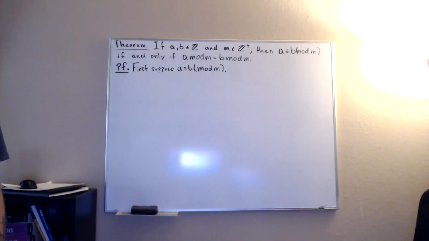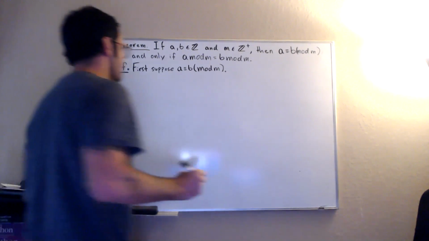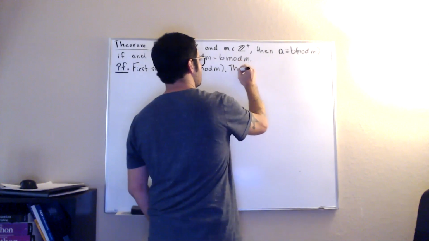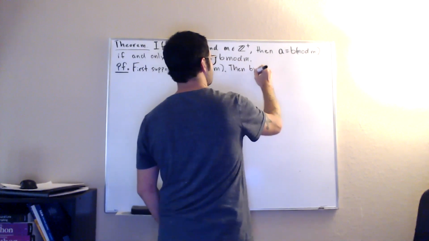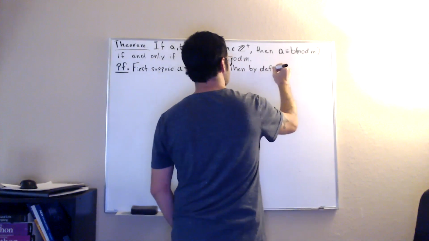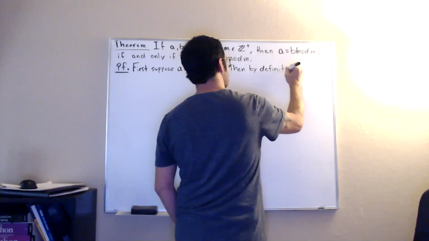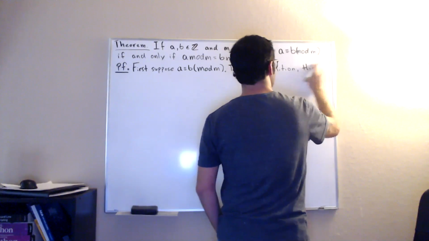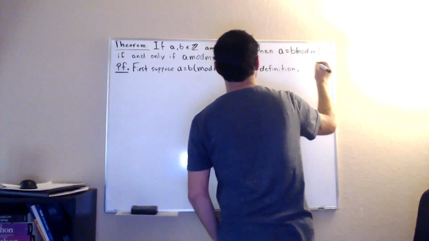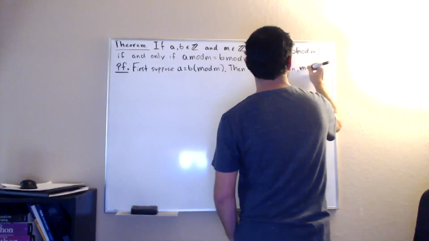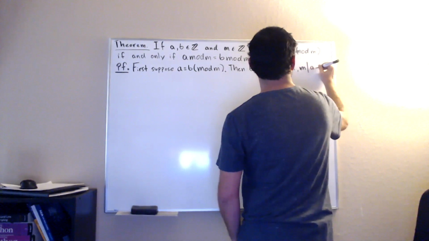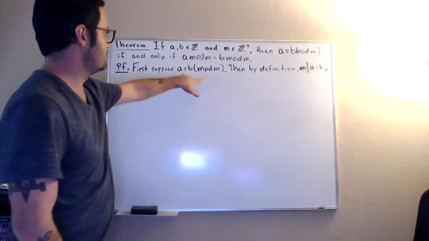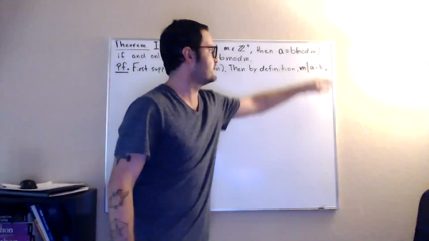Okay. So then, by definition, there exists... in my definition, what do we know? We know that M divides A minus B. Okay? All that's saying is that if this congruence holds, then we know that M divides the difference.